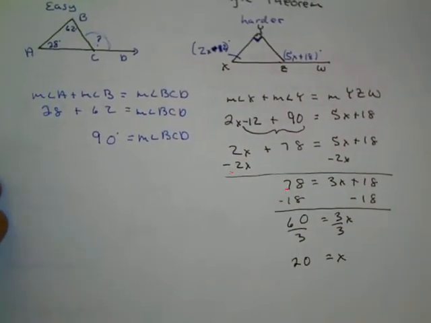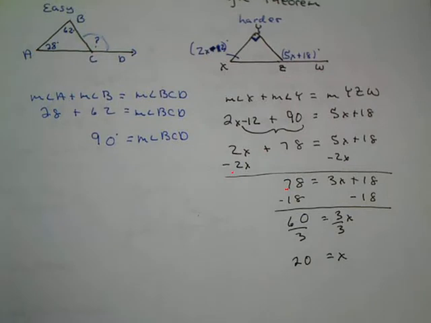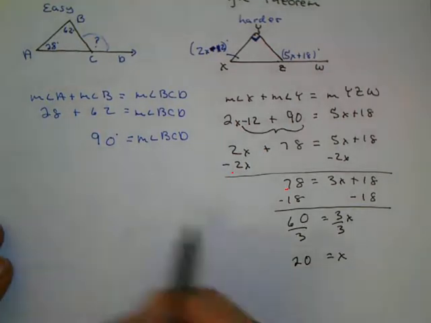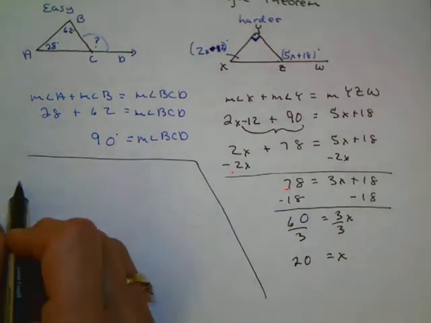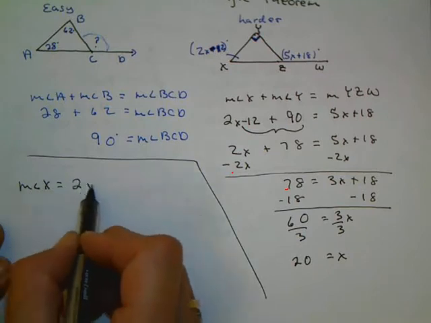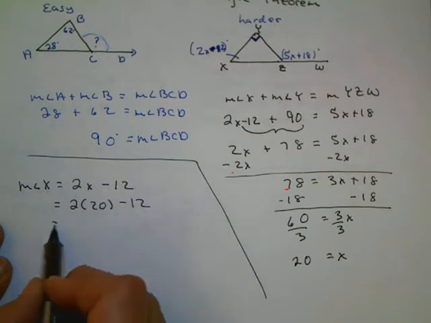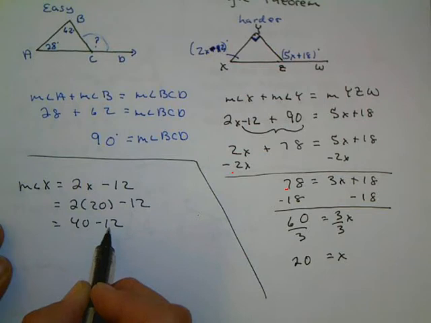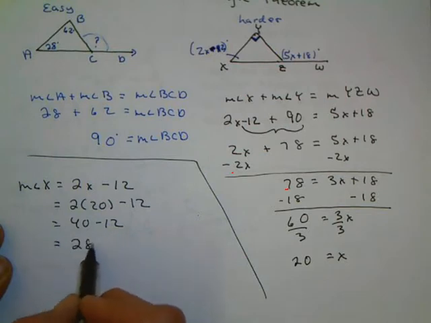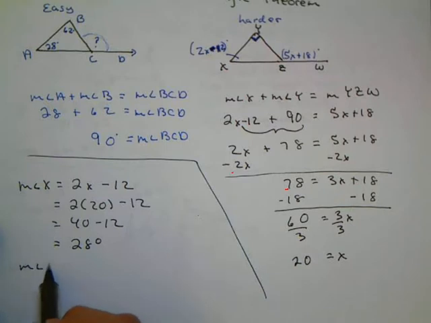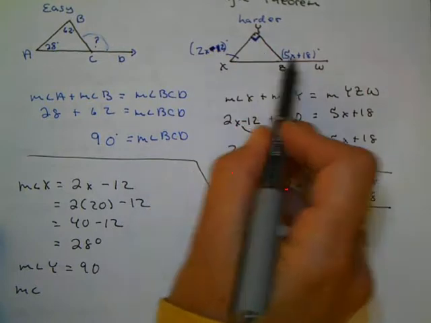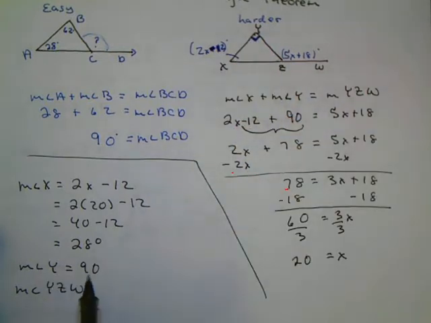But that did not find for me the measure of my angles. But because of this, I can now say I've got a tool for this. The measure of angle x is going to be 2x minus 12. By substitution, I can put a 20 in there and get 40 minus 12. Well, 40 minus 10 is 30. Take away 2 more, and I'm at 28. I know the measure of angle y equals 90 because that was given to me. And the measure of angle YZW, well, it better be 90 plus 28, 118. Because it should be these two.